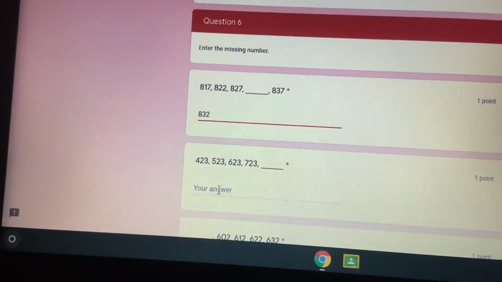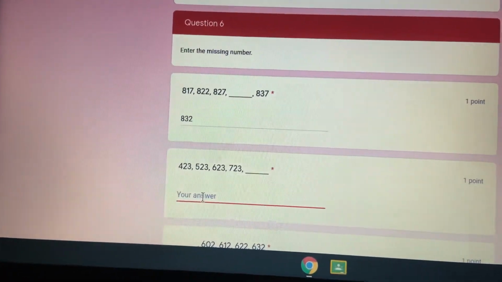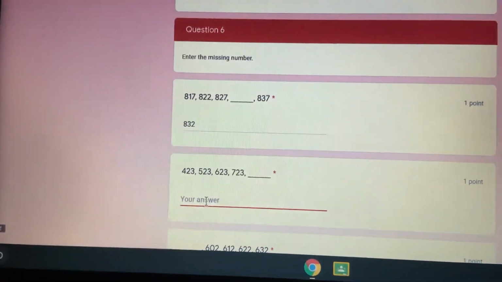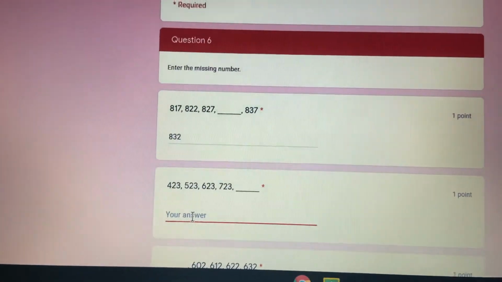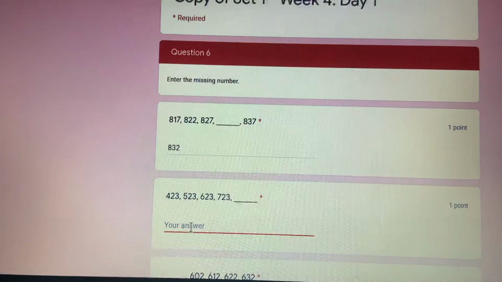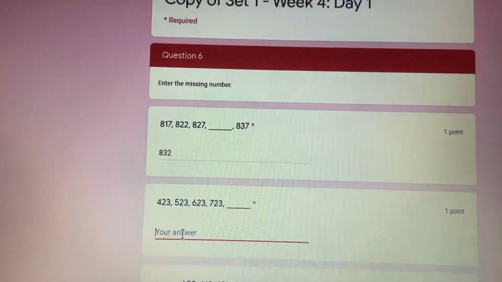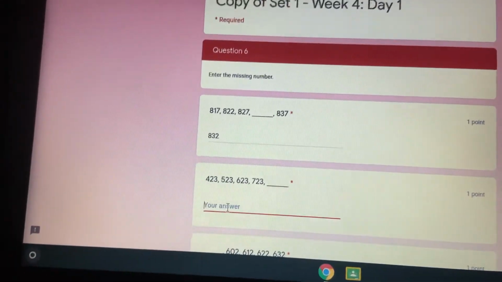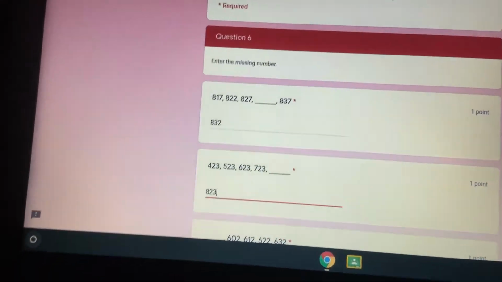Then I'm going to go to the next one. And I notice that my hundreds are changing, but my tens and ones are not. So I'm going by 100: 423, 523, 623, 723. So my next number would be 823.